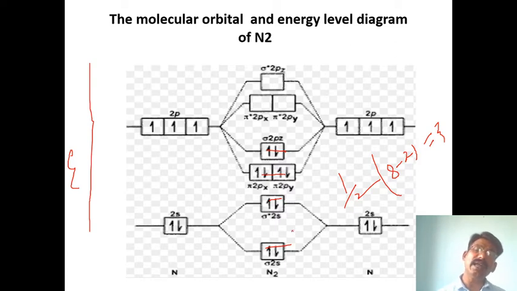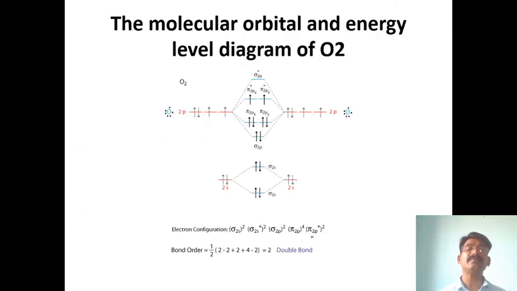For the molecular electron configuration, sigma 2s containing 2 electrons means sigma 2s2 and sigma star 2s2, and pi 2px2, pi 2py2 and sigma 2pz2. This is the molecular energy level configuration. This is also sometimes asked as a 2 marks question.